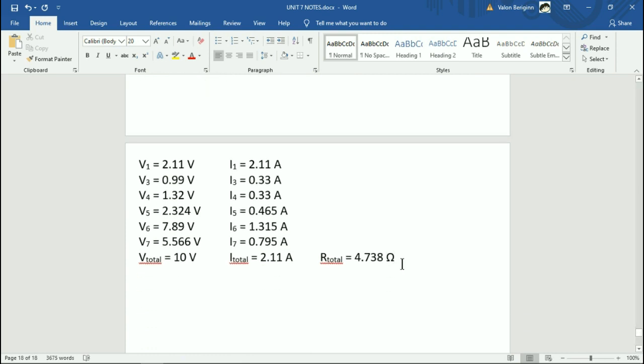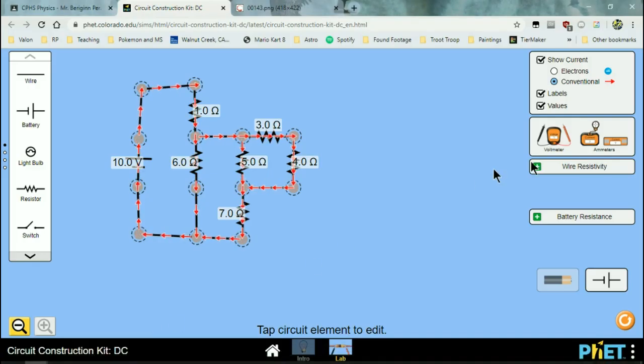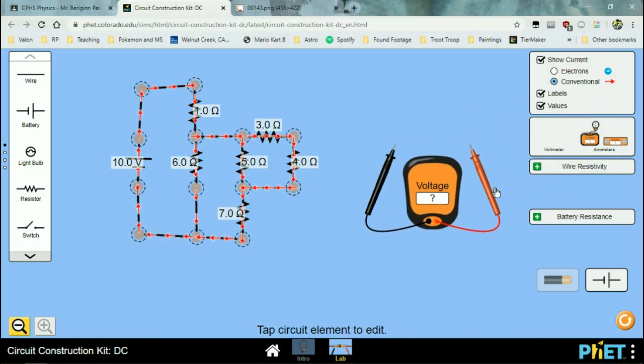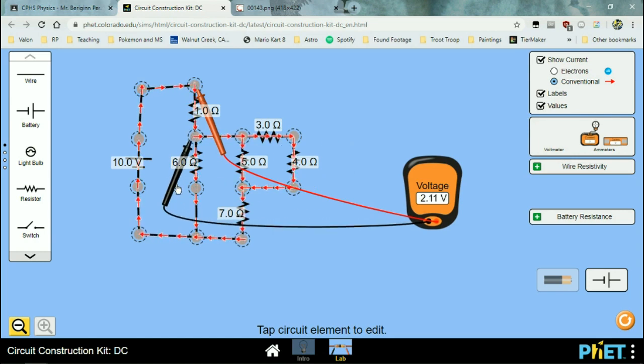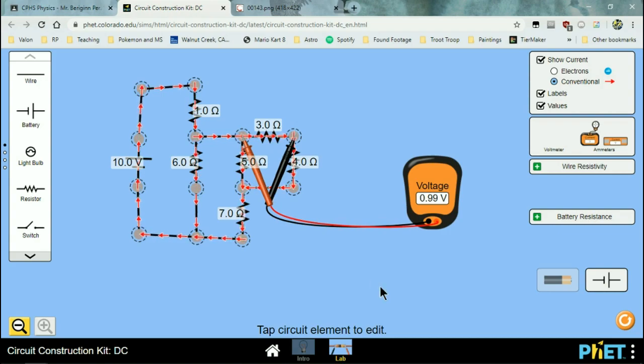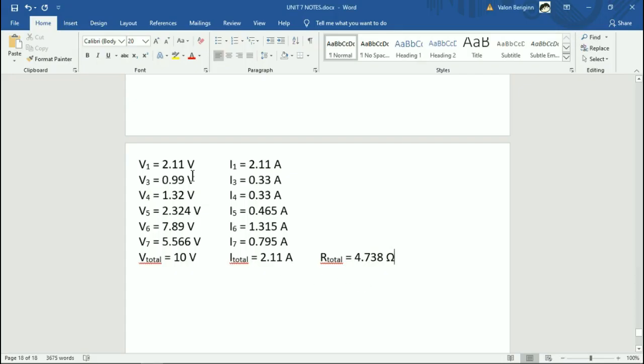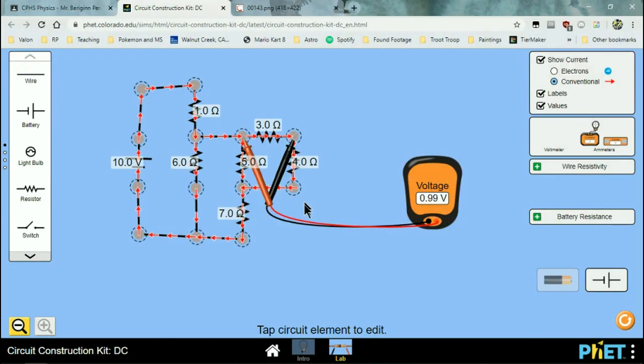So, now's the time to check if I'm right or not. Let's bust out the thingies. All right, so first, we want this one at this end, this one here. 0.211, that's V1. Okay, that was correct. Now V3 is going to be here. 0.99, that was right. Yep, V3, 0.99.